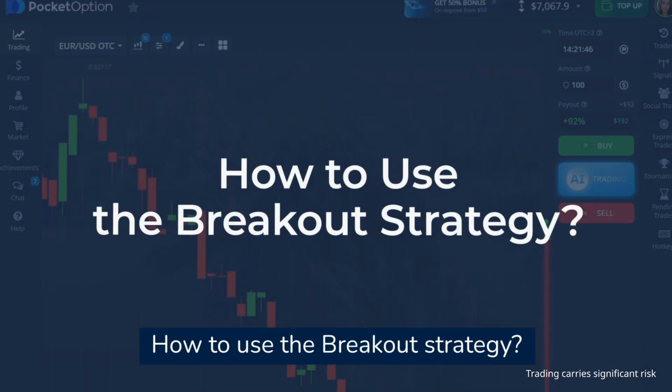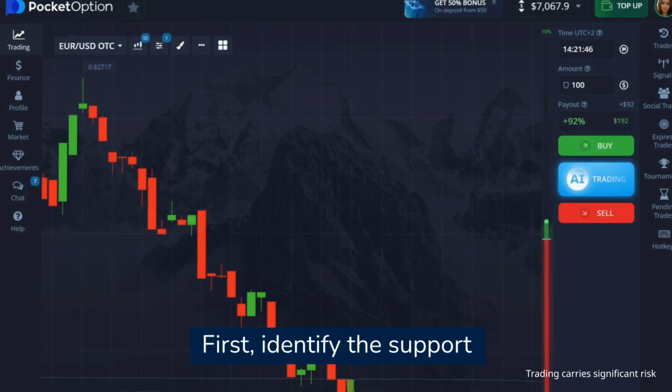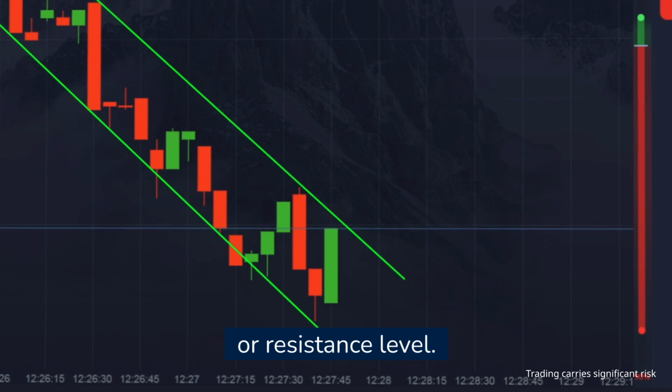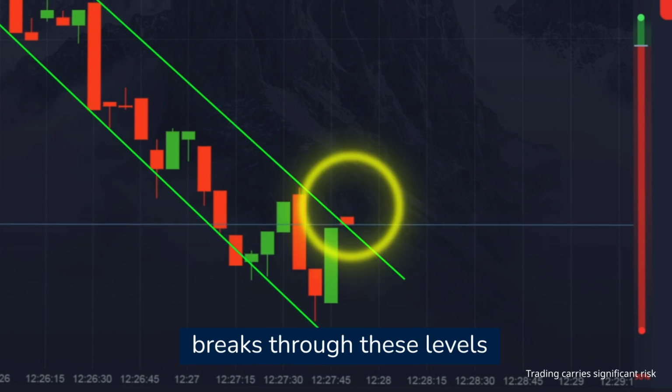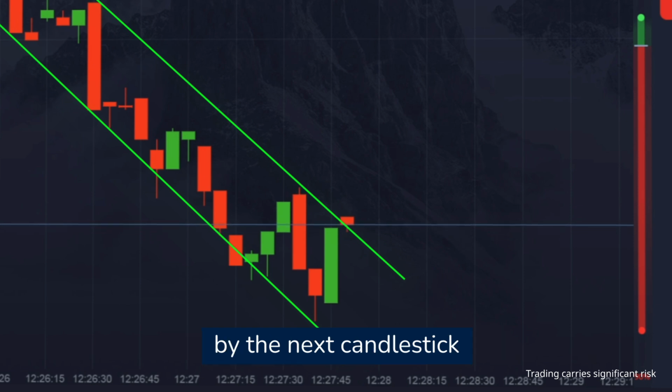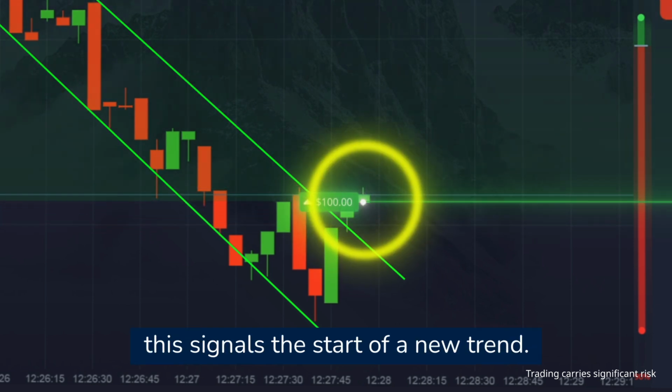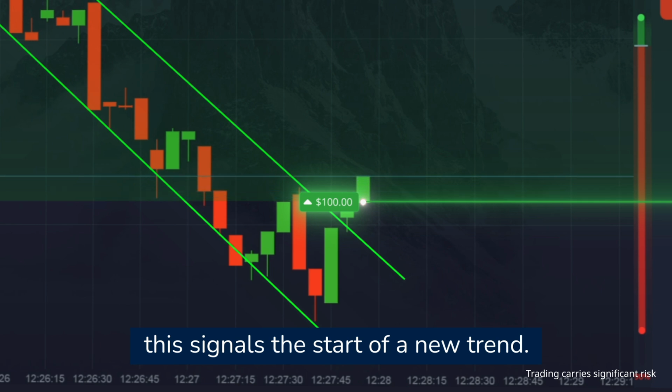How to use the breakout strategy. First, identify the support or resistance level. When the price breaks through these levels and the breakout is confirmed by the next candlestick moving in the same direction, this signals the start of a new trend.